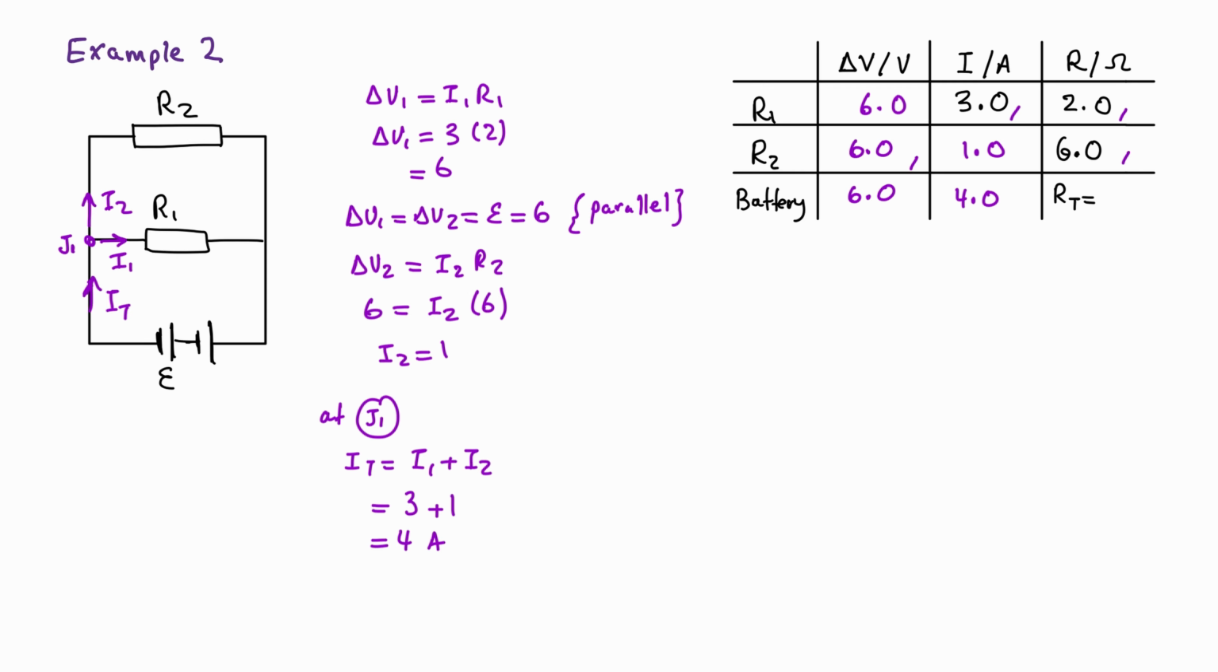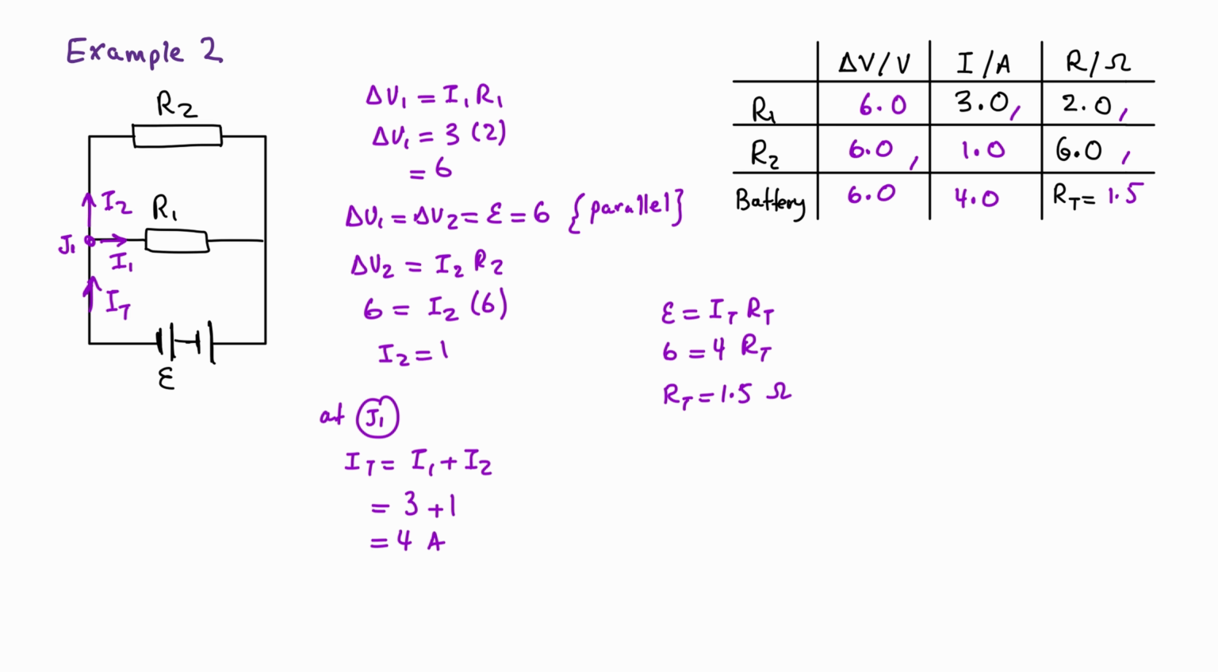And I know that the EMF is equal to IT RT. EMF is 6. This is 4 RT. Divide both sides by 4 to get 1.5 ohms here. So that's my final answer there.